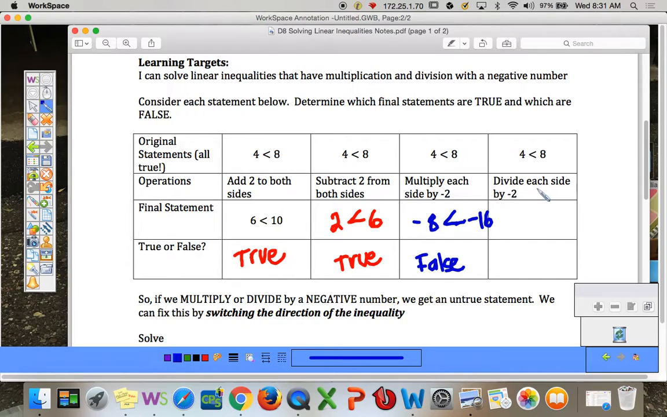Let's try the last one. Divide each side by negative 2. What's 4 divided by negative 2? That would be negative 2. What's 8 divided by negative 2? That's negative 4. Is negative 2 smaller than negative 4? And again, that is false.